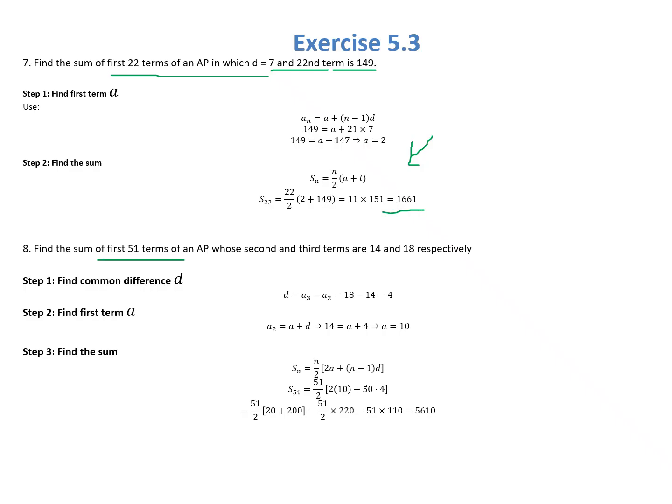Next is to find the sum of the first 51 terms of the AP whose second and third terms are respectively 14 and 18. We have the common difference, so find a. d is equal to a3 minus a2, which is 18 minus 14, so d is 4. a2 is equal to a plus d, so a plus 4 is equal to 14, and we get a is equal to 10. When we put the values of a and d in the sum, we get the sum as 5610.